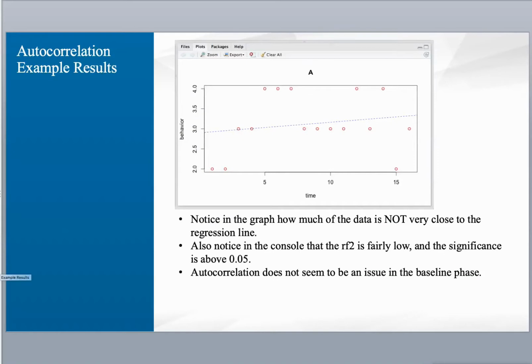So you notice in the graph section, you have this graph, and notice how much of the data is not very close to the regression line. Also notice in the console that the RF2 is fairly low, and the significance is above 0.05. So autocorrelation doesn't seem to be a problem here. Let me bring up my calculation here.